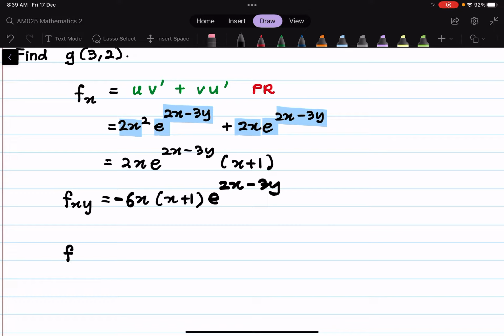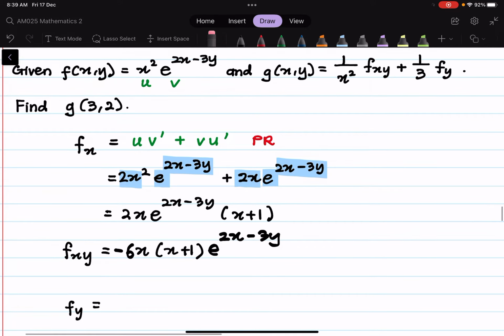So now let's find f sub y. For f sub y, if I look here, x squared is going to be a constant. All we have to do is differentiate this e^(2x - 3y) with respect to y. So x squared is a constant. Just write down your constant, x squared. Now differentiate 2x minus 3y with respect to y. We're going to get negative 3, then copy down e^(2x - 3y). So we have negative 3x squared e^(2x - 3y).